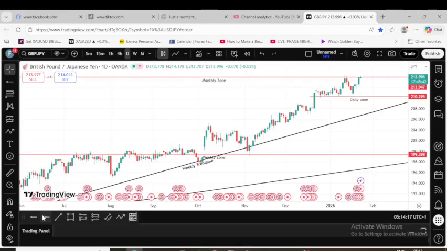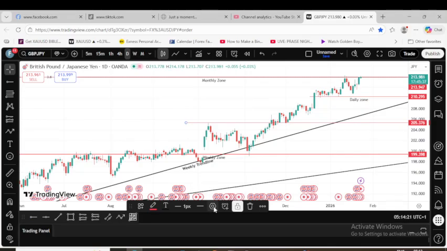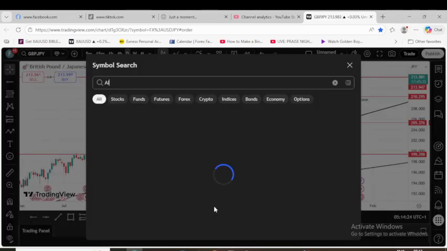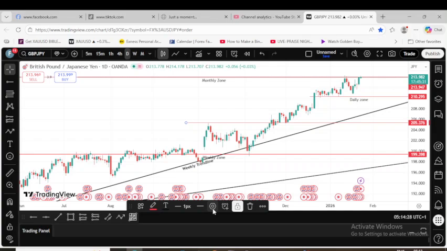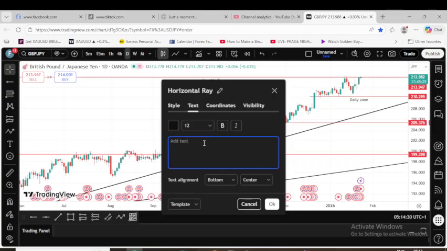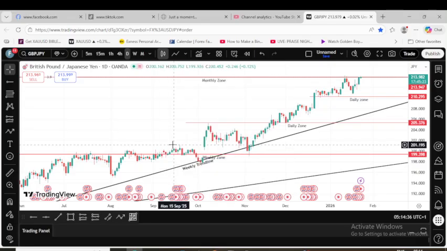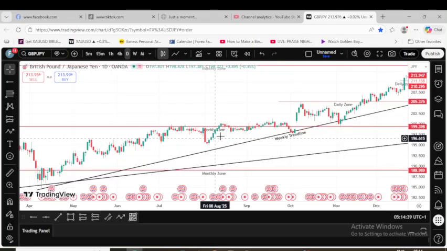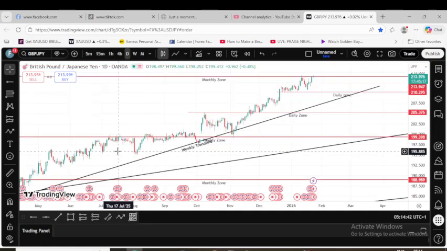We also have one here because we have resistance that became support at this level. So here we have another daily zone. Here we have another daily zone. And that's about it.